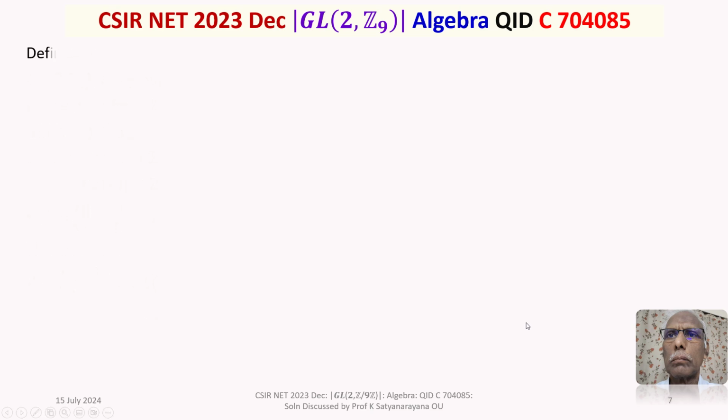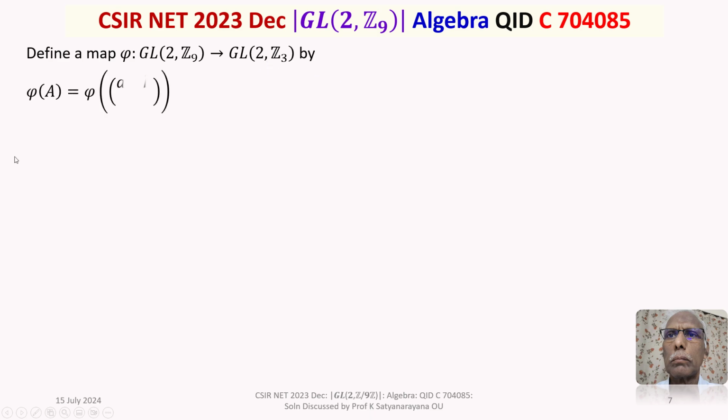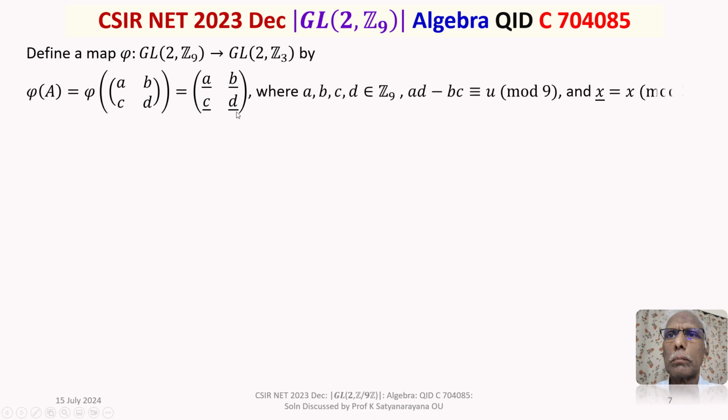Let's now continue to the next slide. So now we consider a map from GL2 Z9 to GL2 Z3 by phi, where phi of the 2 by 2 matrix ABCD is pushed into A underscore, B underscore, C underscore, D underscore, where A, B, C, D are elements of Z9 such that AD minus BC is congruent to U mod 9, where U is a unit. And what is A underscore? A underscore is A mod 3.